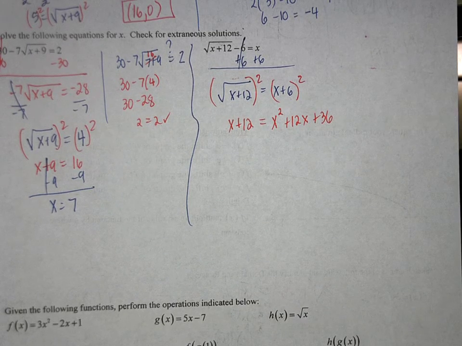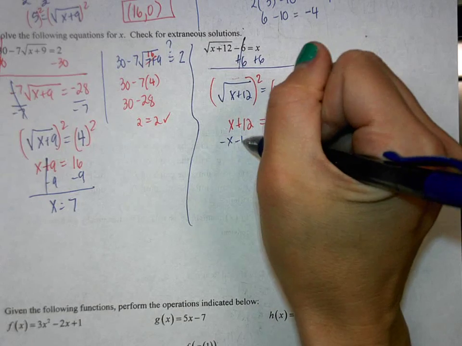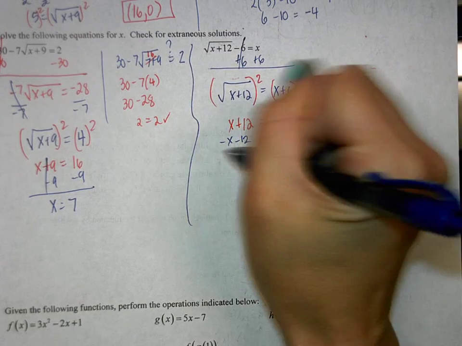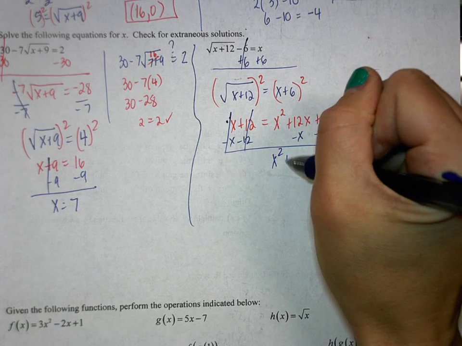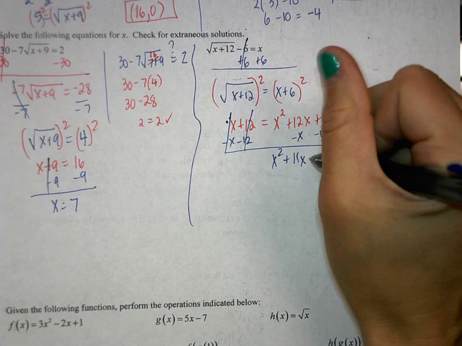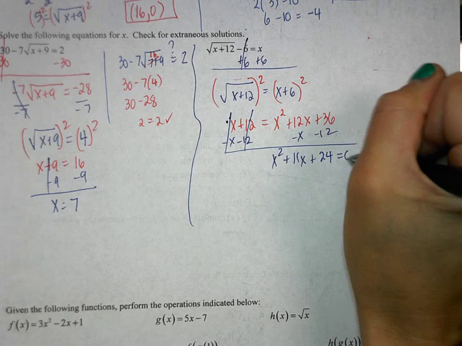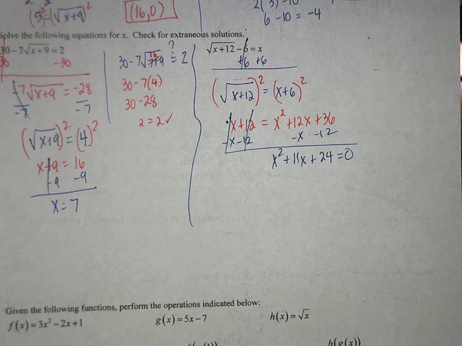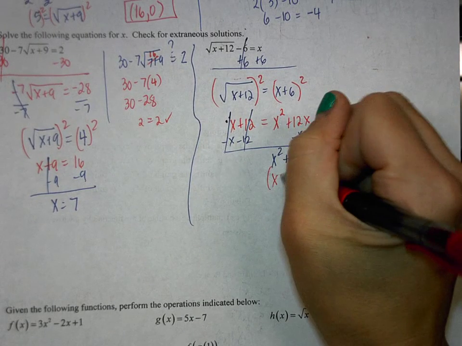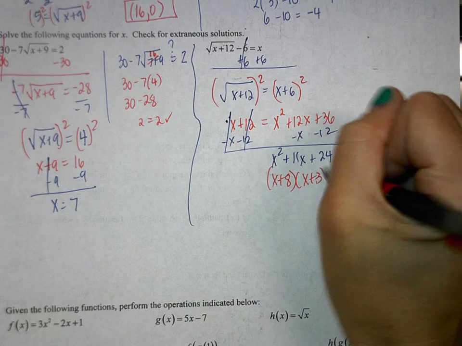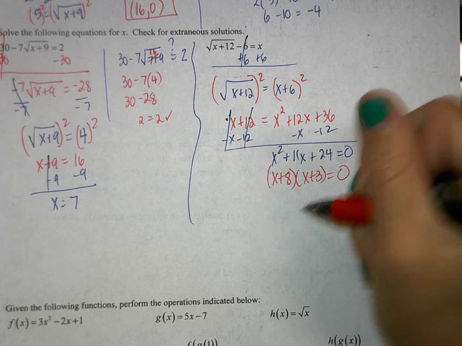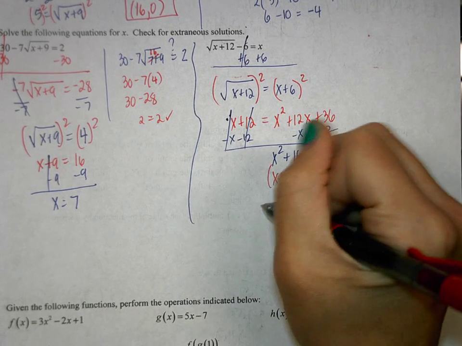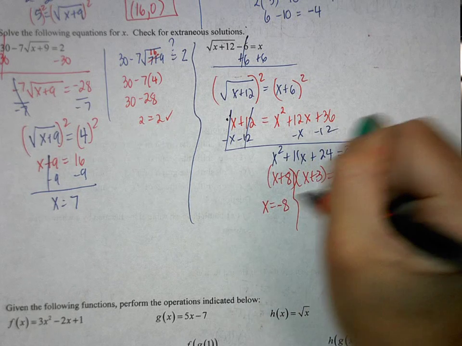Okay? In order to solve this, because I have an x squared term, we're going to end up needing to factor, which means it needs to be set equal to 0. So I'm going to subtract x and 12. Okay, and I end up with x squared plus 11x, and 36 minus 12 is 24. So what multiplies to be 24 and adds to be 11? Good job. Okay, x plus 8, x plus 3 equals 0. And when you set each of those equal to 0, what does x equal? -3 and -8. Good. X equals -8 and x equals -3.